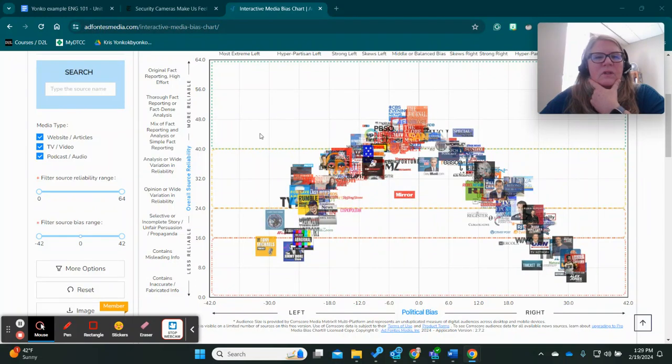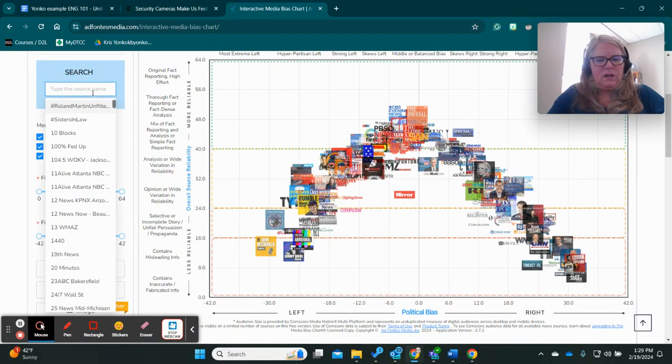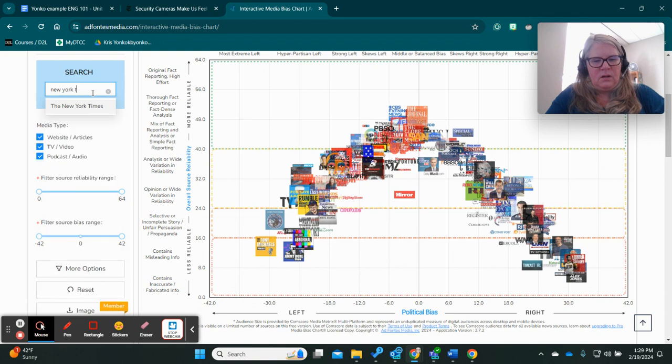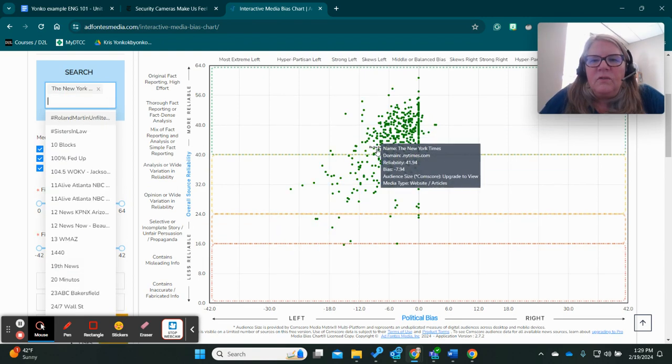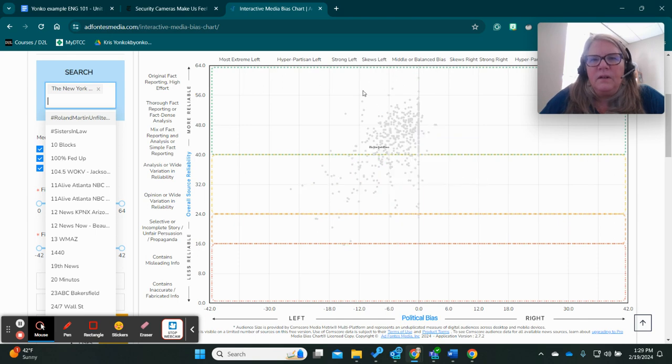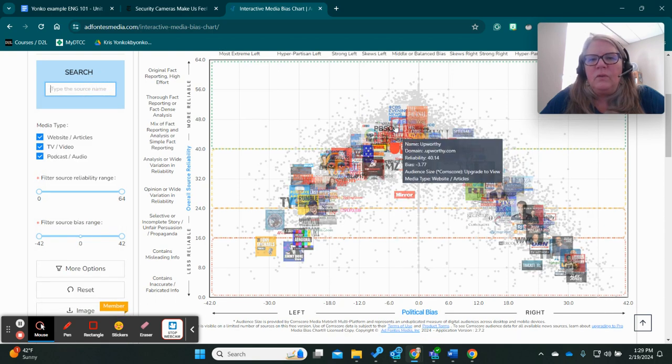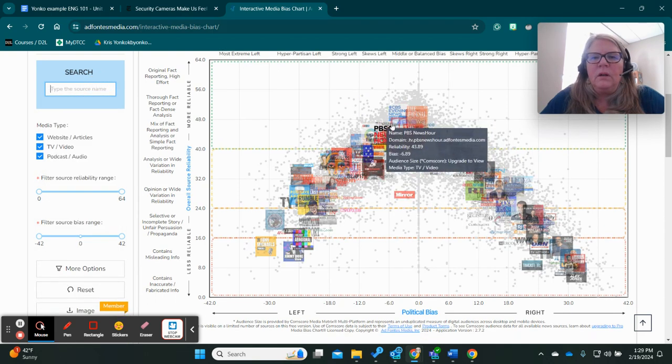All right, so you can search over here and it'll just isolate that. And you can see it's right in here, so it's to the left, but still in this high credible area over here, right? If it's in a green rectangle, it's pretty credible, right? You'll notice that the less bias, the more credible, all right? Okay, so it was right in this general area here.